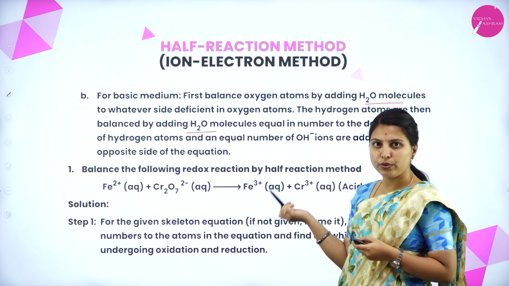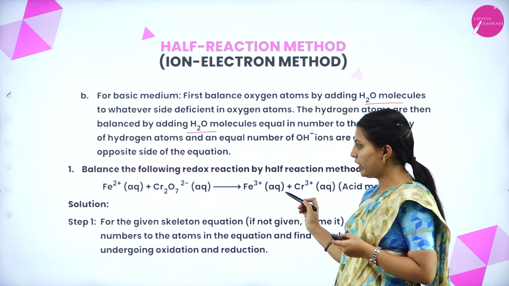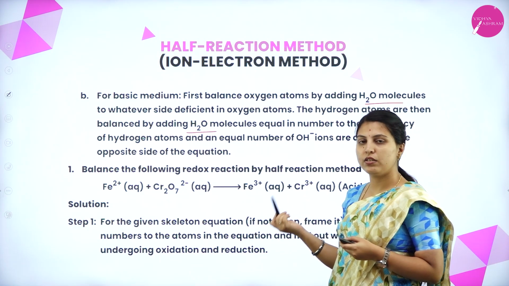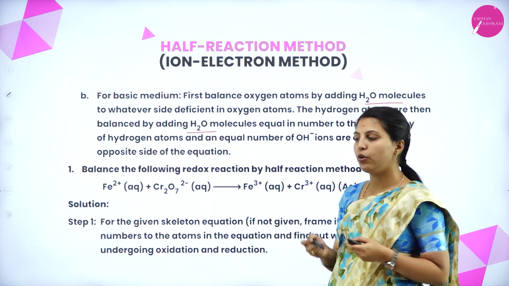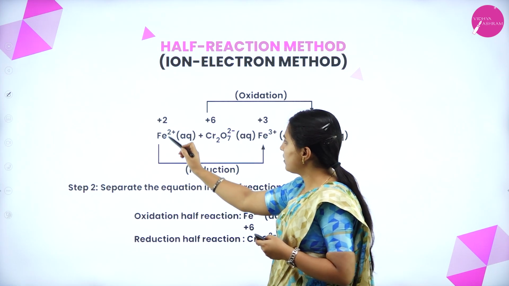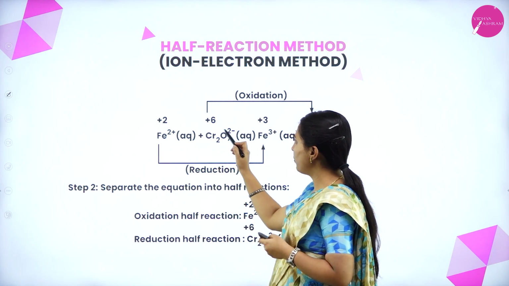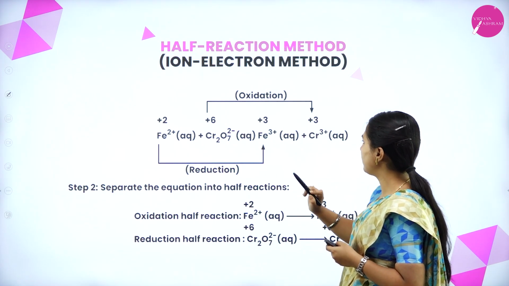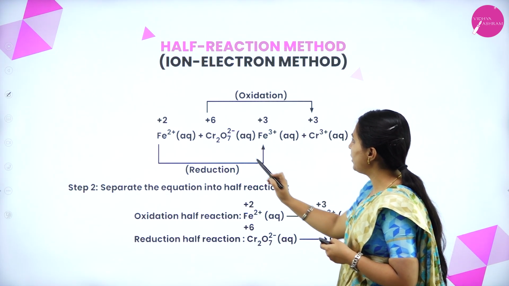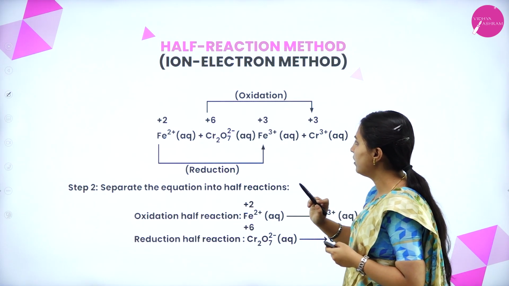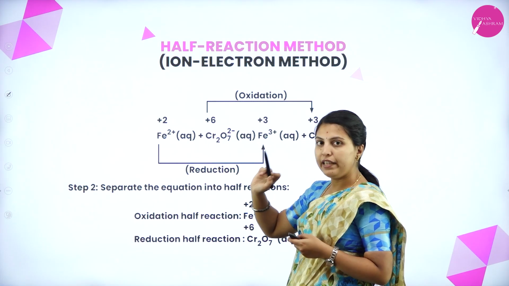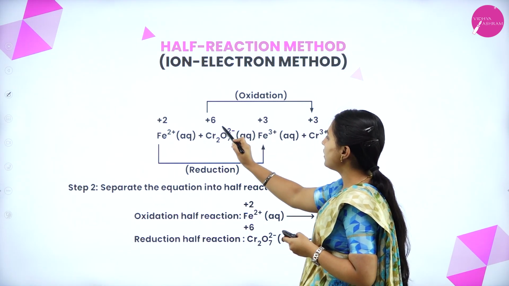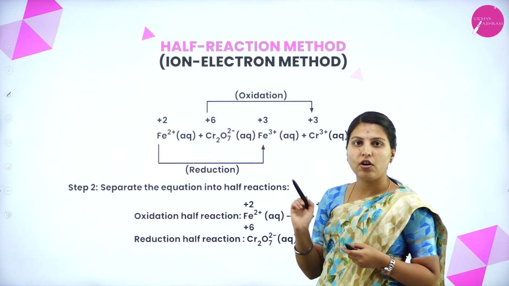First step, you have to write the skeleton equation. They have already written it with the oxidation numbers. Now you have to understand which is undergoing oxidation and which is undergoing reduction. See here, for Fe2+ it is +2, for chromium in chromate it is +6, for iron it goes to +3, and for chromate it goes to +3. From here to here, it is an oxidation reaction from Fe2+ to Fe3+. If the oxidation number is going to increase, that is oxidation. If the oxidation number is going to decrease, that is reduction.